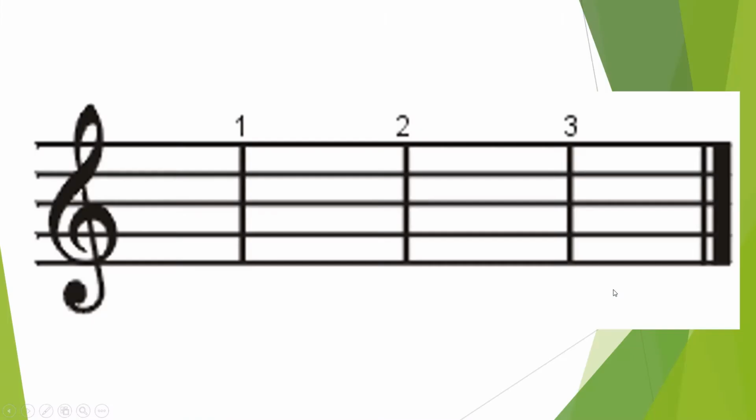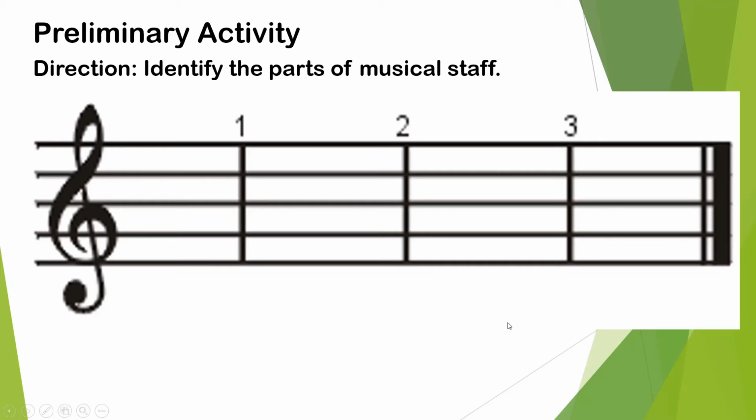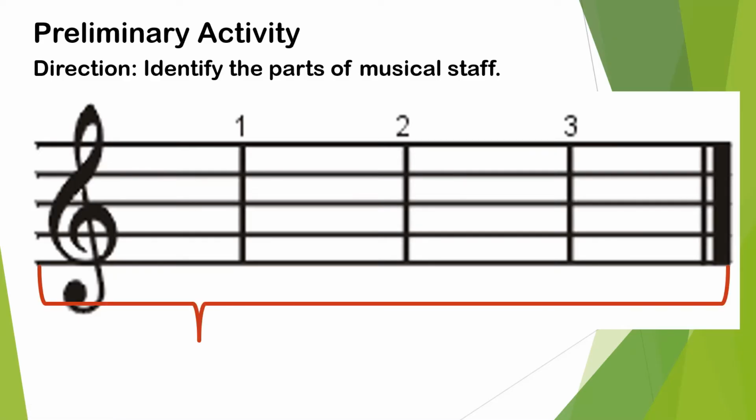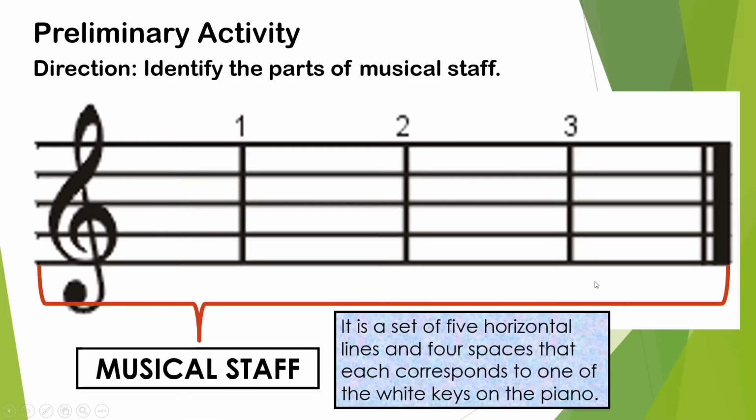Now, let us proceed to our lesson today, but before that, let us have our preliminary activity. Here is the direction: identify the parts of the musical staff. Let's begin. What do you call this part of the musical staff? This is a musical staff, a set of 5 horizontal lines and 4 spaces that each corresponds to one of the white keys on the piano.